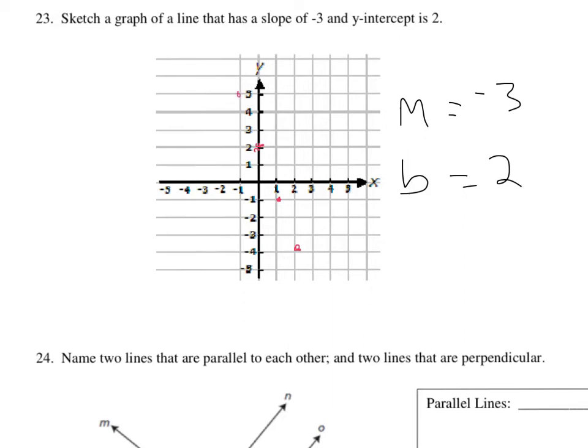And then I would just continue the pattern, but do it backwards. So right, down 3 over 1, down 3 over 1, or backwards, up 3, backwards 1, so we get to all the points. And I would just connect the dots, and there's my line. It has a negative slope, so it needs to have a negative sloped line.